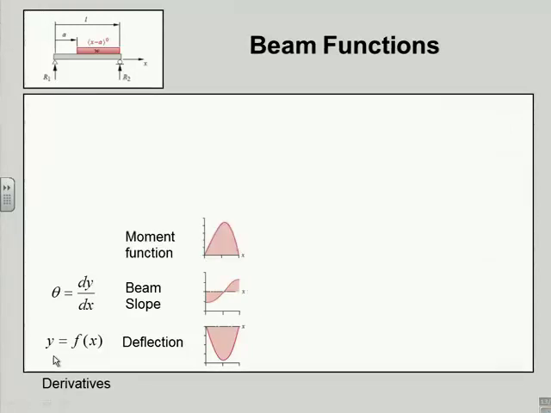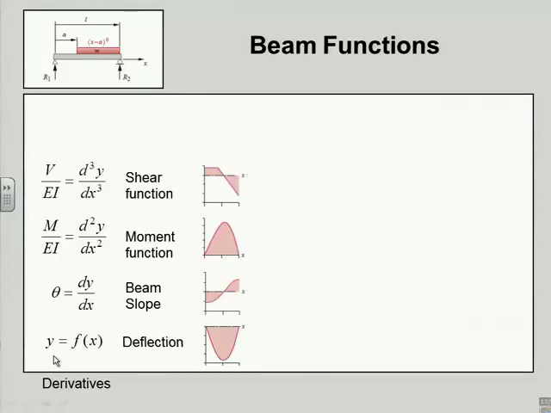Differentiate that again, we get the moment function. So that's d2y dx2. Differentiate again, shear, d3y dx3. And finally, the loading function, which is where we really have to start the problem, because that's what we know, is the fourth derivative of deflection. So in essence, I've got a four-part integration process or differentiation process, depending which way I'm going, to deal with here.